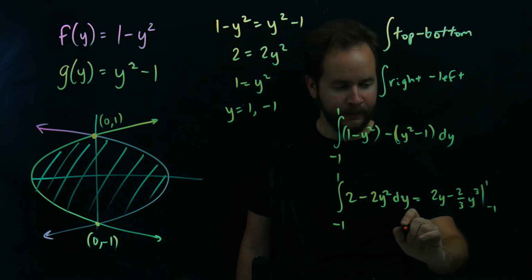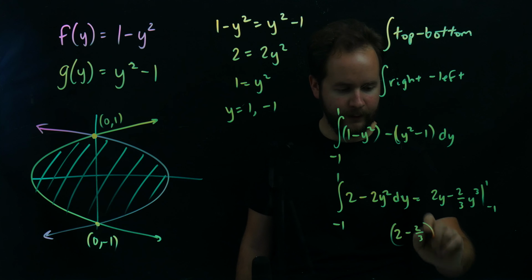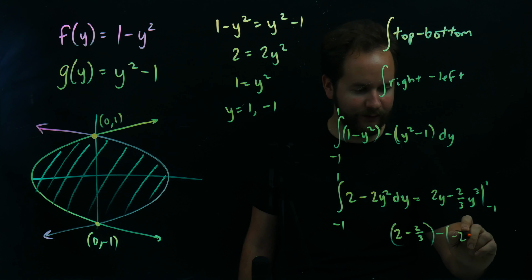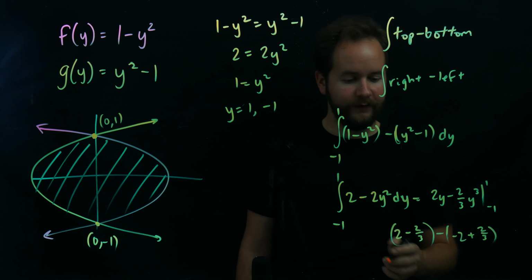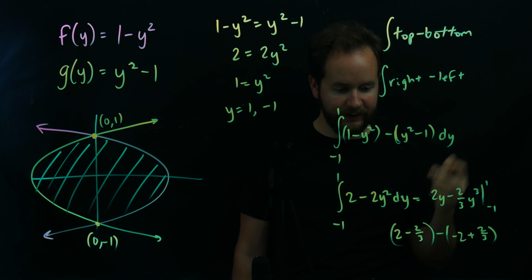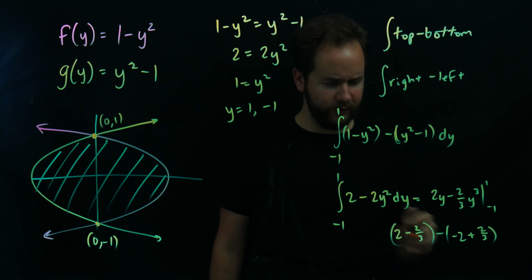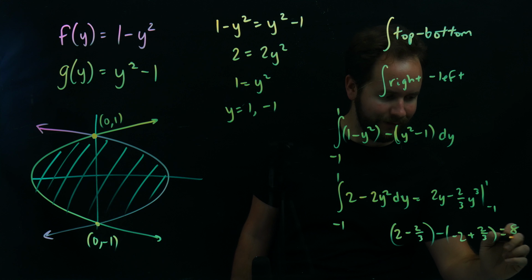When I plug in 1, I get 2 minus 2/3. Minus, when I plug in negative 1, I get negative 2 plus 2/3. A lot of stuff cancels out and combines and gives me something like, let's see, 2 minus 2/3 is 4/3 times 2. This is all going to be 8/3.